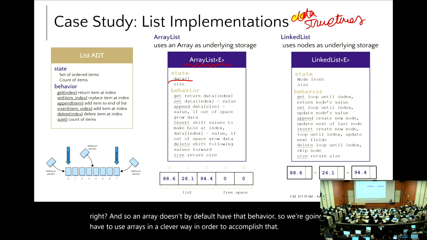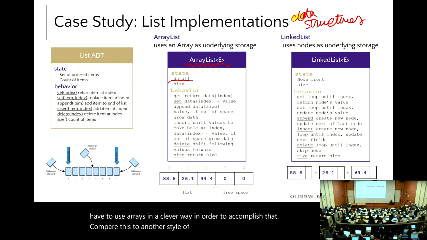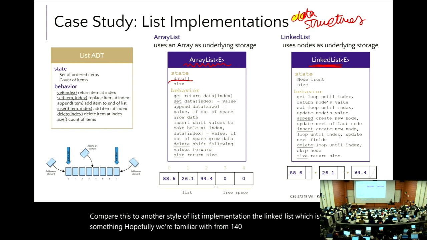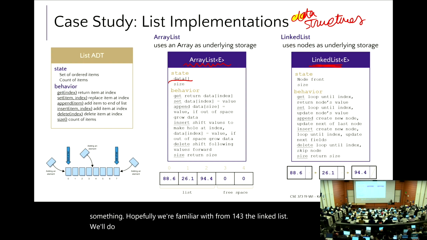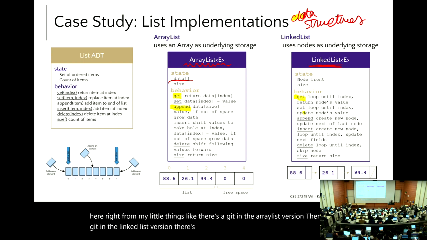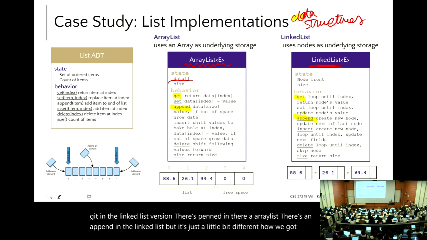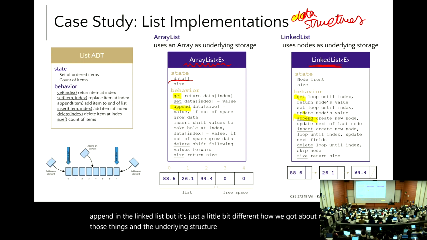Compare this to another style of list implementation, the linked list, which is also something hopefully we're familiar with from 143. The linked list will do exactly the same behavior. You can see there's a get in the array list version, there's a get in the linked list version, there's an append in the array list, there's an append in the linked list. But it's just a little bit different how we go about doing those things. And the underlying structure in the linked list is this concept of individual objects we call nodes that point to one another, that are linked to one another.